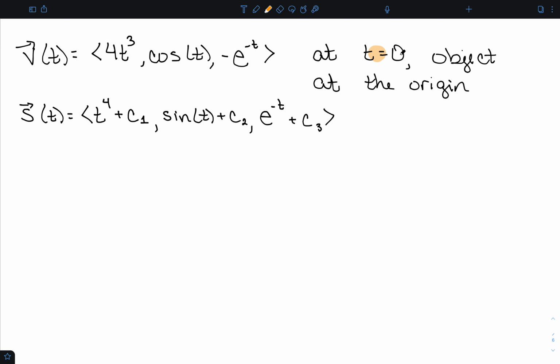From there, we're going to use this information. I'm going to plug in 0. 0 to the 4th is 0, so my first component is just c1. Sine of 0 is 0, so my second component is just c2. E to the negative 0 is 1, so my third component is 1 plus c3. And I know that this should be the origin since I start at the origin.